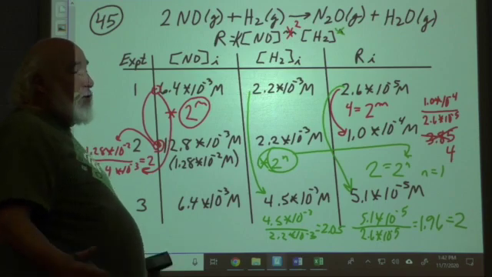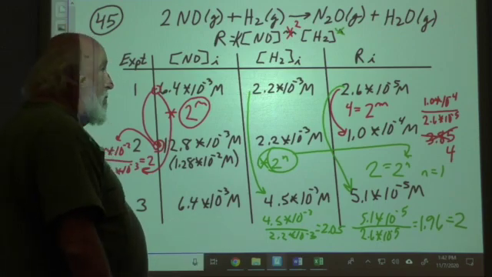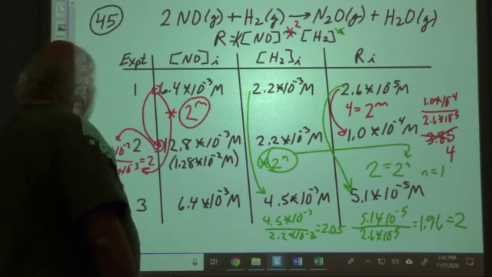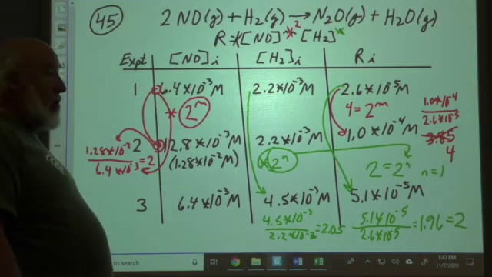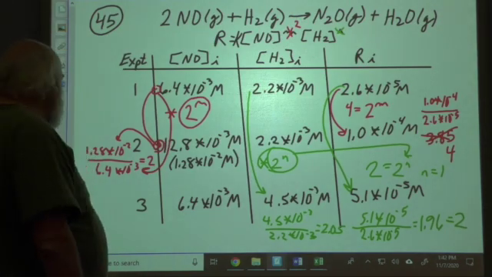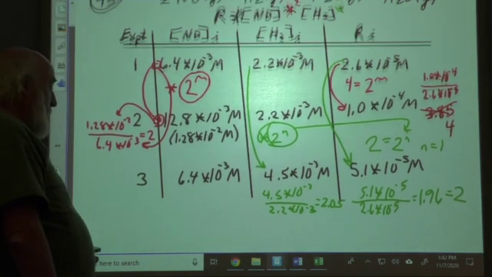So now we have a third order reaction, something that is really, really rare, if this is indeed what we call an elementary reaction. I suspect that it's not, based upon that.